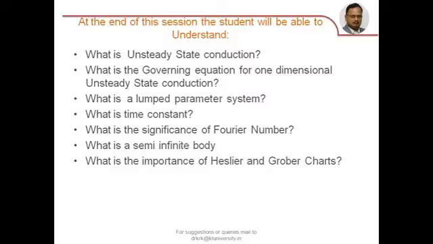What will the student be able to understand at the end of this session? What is unsteady state conduction? What is the governing equation for one-dimensional unsteady state conduction? What is a lumped parameter system? What is the time constant? What is the significance of the Fourier number in heat transfer? And what is a semi-infinite body, and what is the importance of Heisler and Grober charts at the end of part 2 and part 3 of unsteady state conduction?